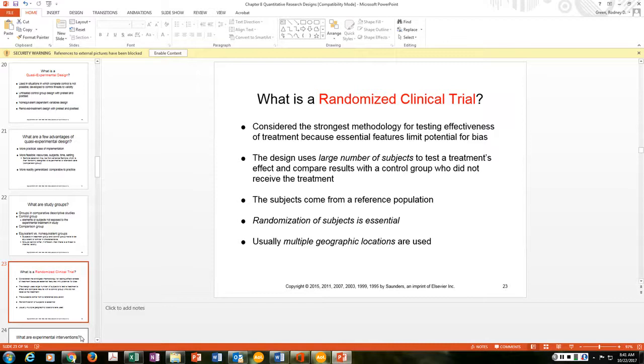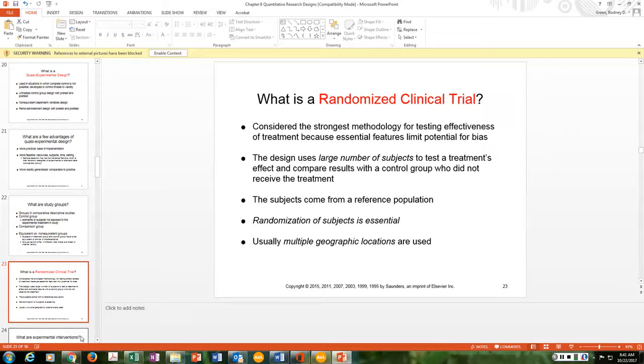What is an RCT? RCT is a term that's used for randomized clinical trial. It's considered the strongest methodology for testing the effectiveness of treatment because essential features within an RCT limit the potential for bias. So if there's a problem that we're trying to explore, investigate, the RCT is considered the highest level of research.